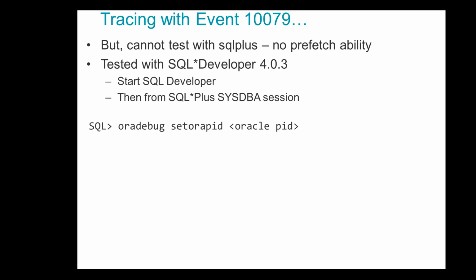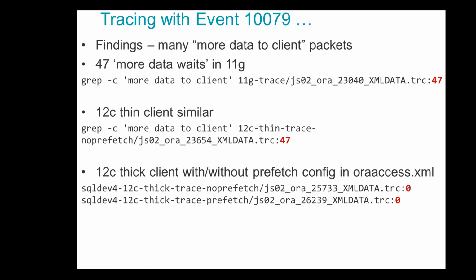So I used SQL Developer 4.0.3, started it up, got the information I need for the PIDs, set oradebug, and then enabled tracing on it. So in a nutshell, here's what we found. We find this line, more data to client, occurring 47 times in a short trace.